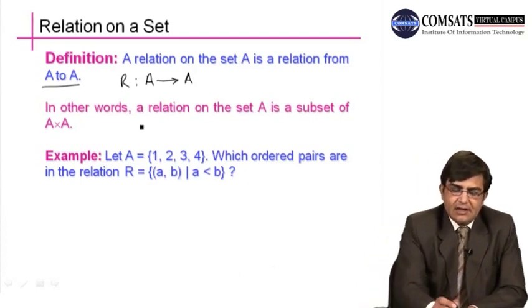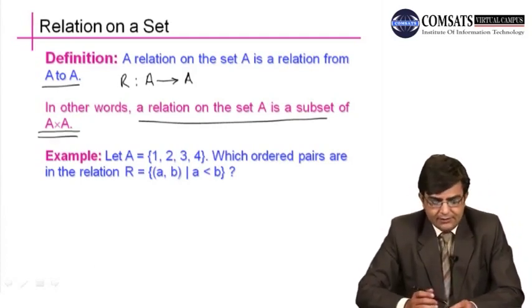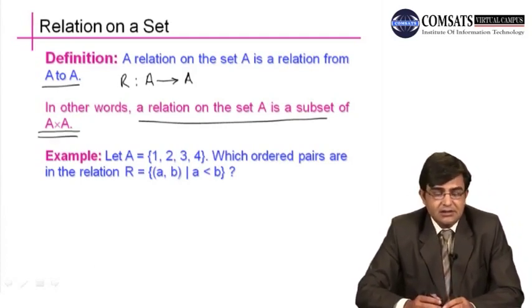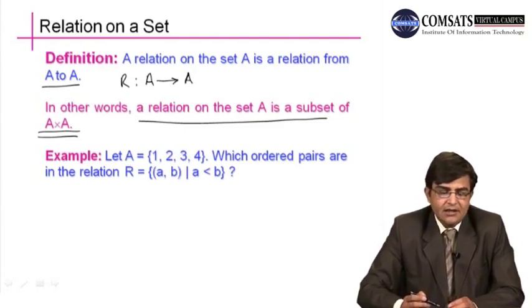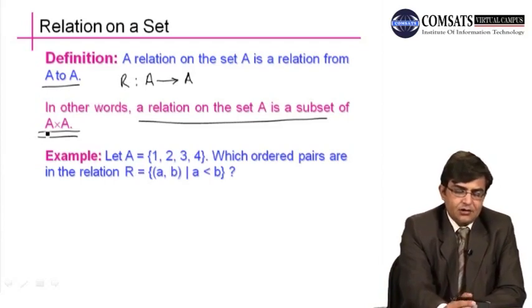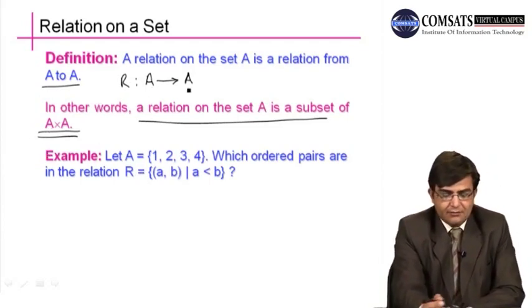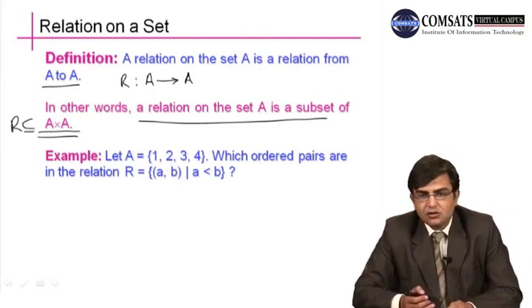So in other words, a relation on a set is a subset of A cross A, like the previous definition of the set on a Cartesian product of A and B. Here, if we define the relation on one set, then this relation will be a subset of the Cartesian product of A with A. Means R is a subset of A cross A.